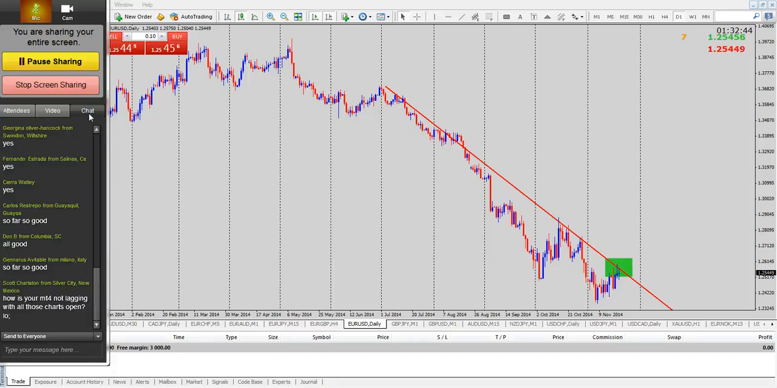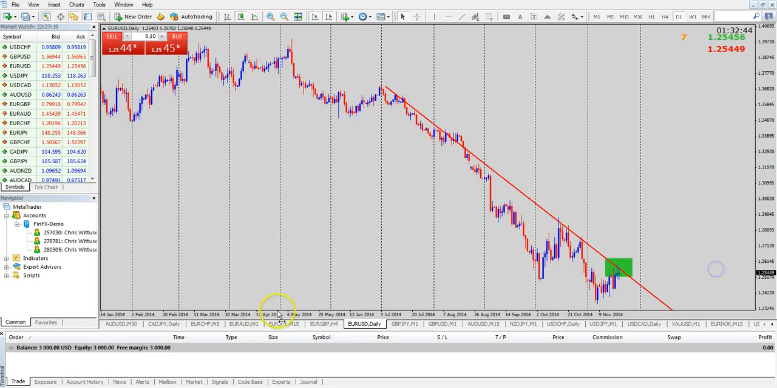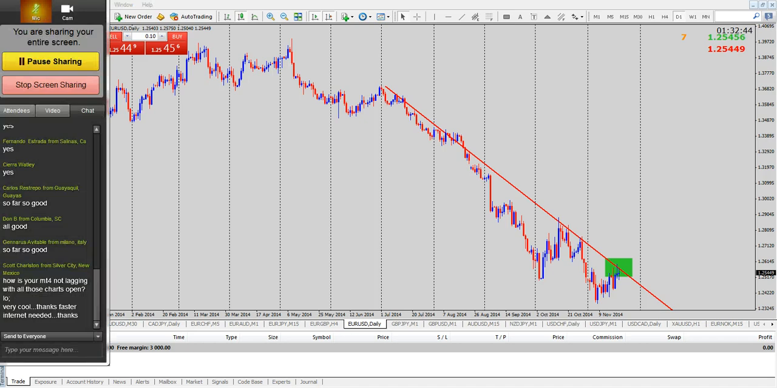So you only see a few of my charts. It's not that few, but they keep going. As you see here, you scroll out, you see I've got quite a few charts. It's not lagging, so I've got a pretty good connection.